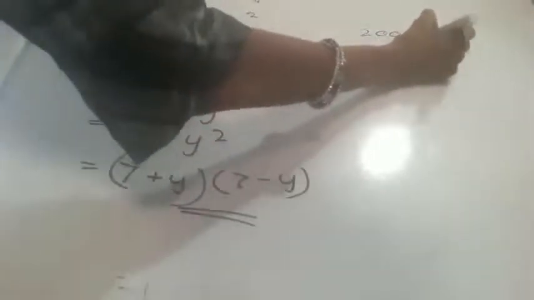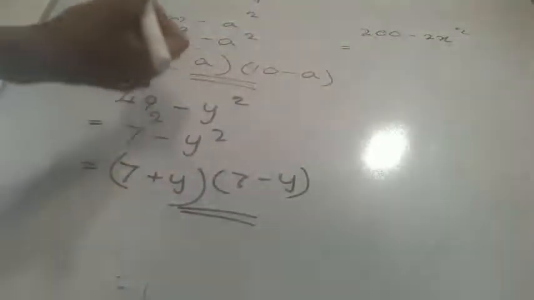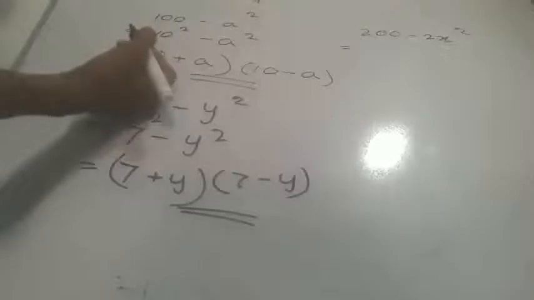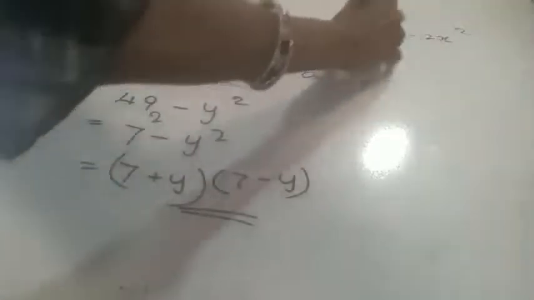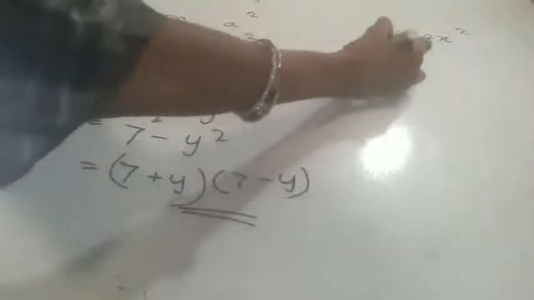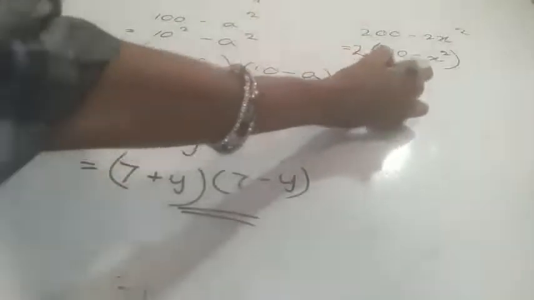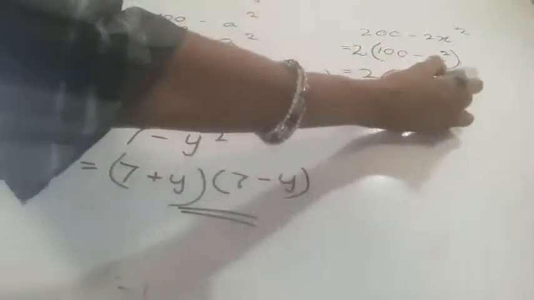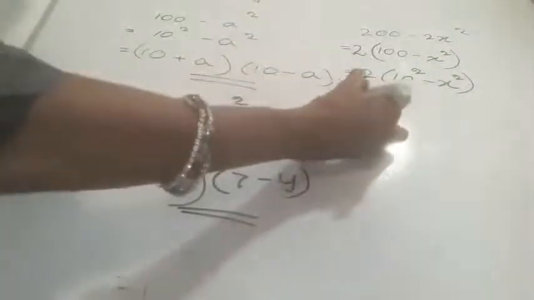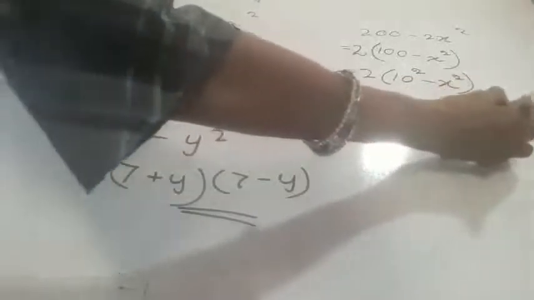Here, 200 subtract 2x squared. Now first we decide whether there are any common factors for these two terms. 2 is a common factor. We divide 200 by 2. It is equal to 100. Subtract 2x squared divided by 2 is x squared. Then we write 100 as 10 squared, subtract x squared. 2 times 10 plus x, 10 subtract x.